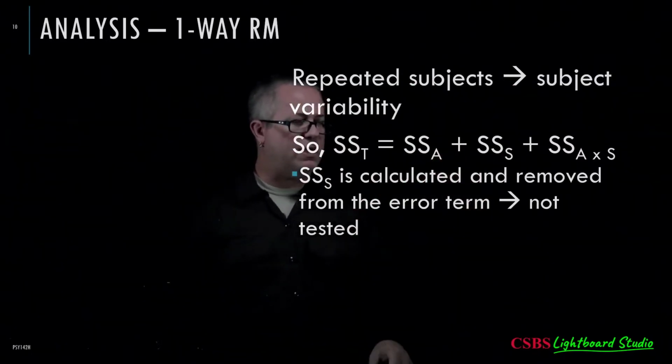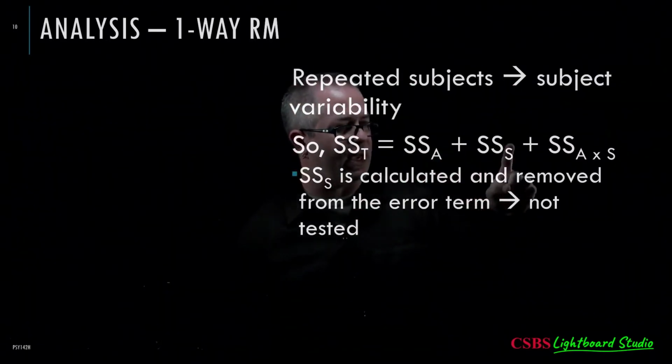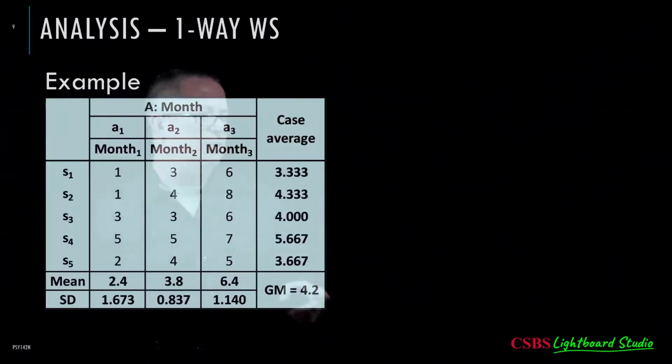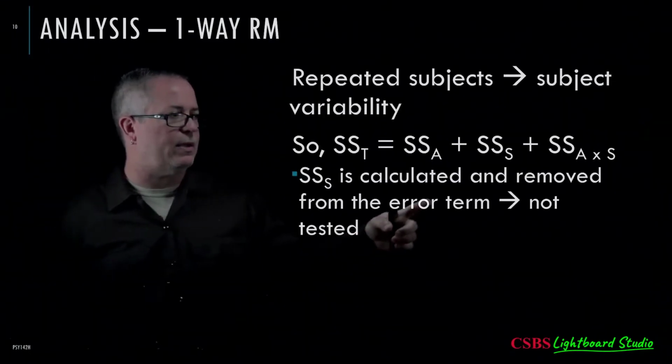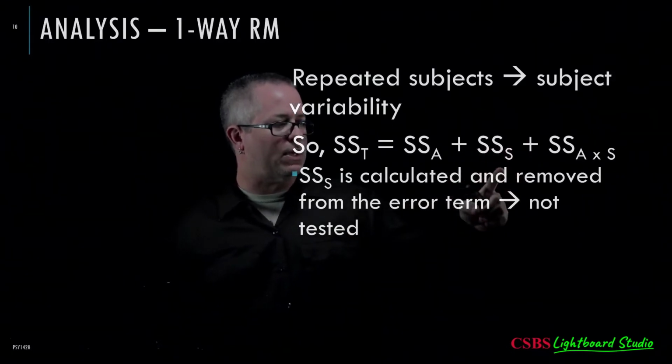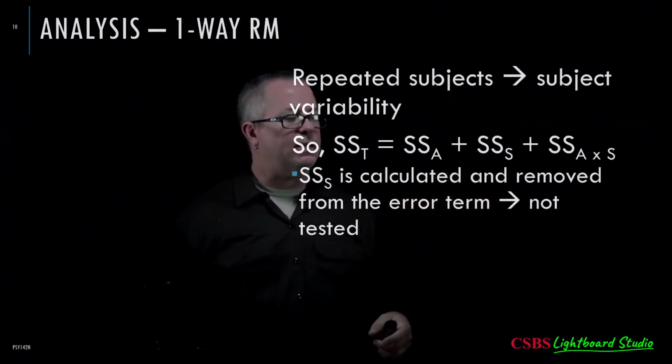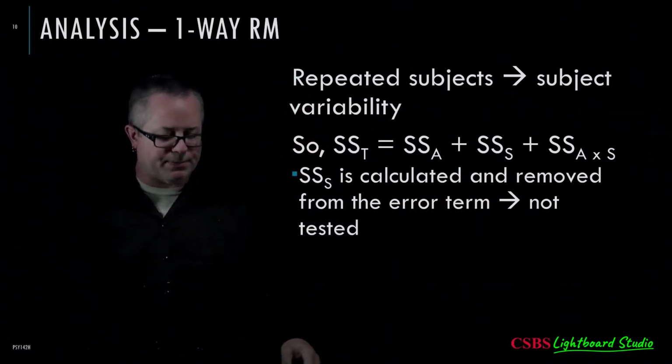There's actually this new thing, the sum of squares for S, we can get by looking, oops, wrong direction, by looking at these averages. We can actually find the variation of these subject averages to identify this sum of squares for subject. And by doing that, we can actually remove it.